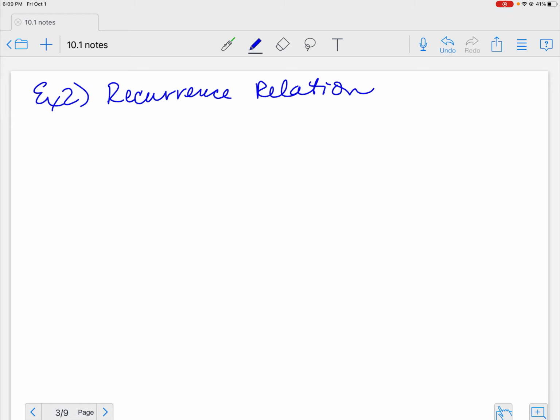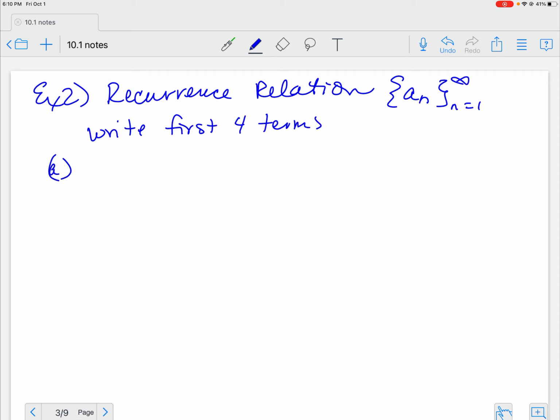So here for our recurrence relation, again, it's a sequence, and it's an infinite sequence. And we want to, again, write the first four terms. So part A here is going to be A sub n plus 1 is equal to 2A sub n plus 1. And my first term is going to be 1.